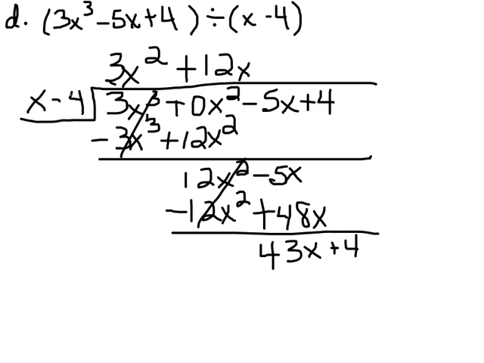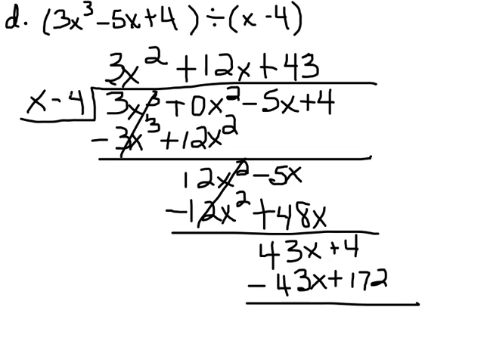Divide again. X times 43 is 43x. Change the sign. 43 times negative 4 would be negative 172. We're going to change it to positive 172. Subtract. 176 is our remainder. We write it as 176 over x minus 4.